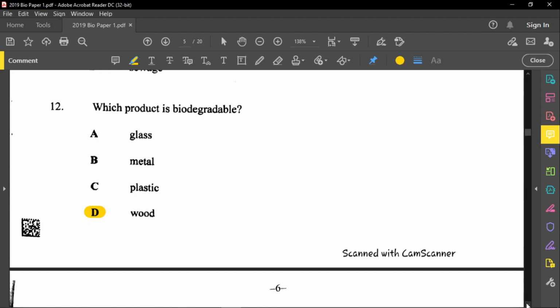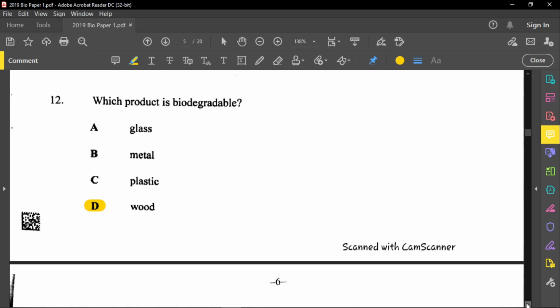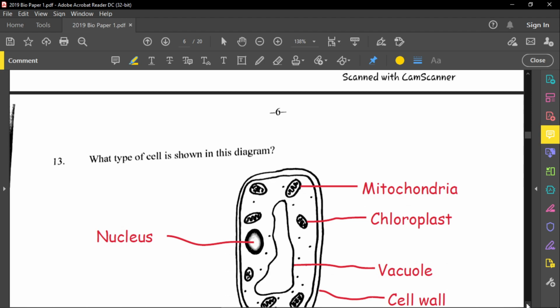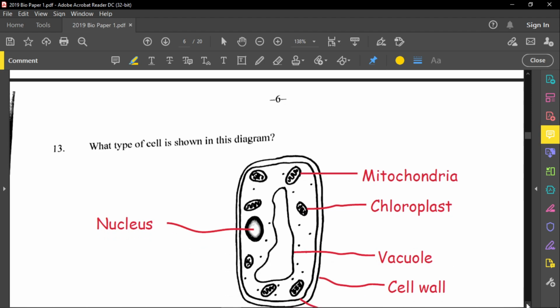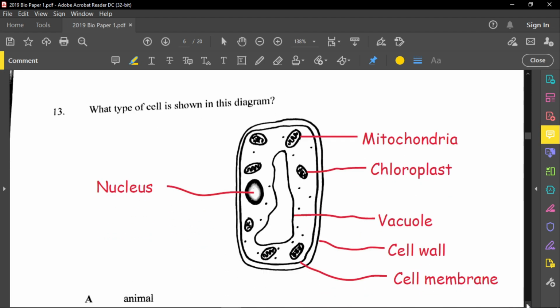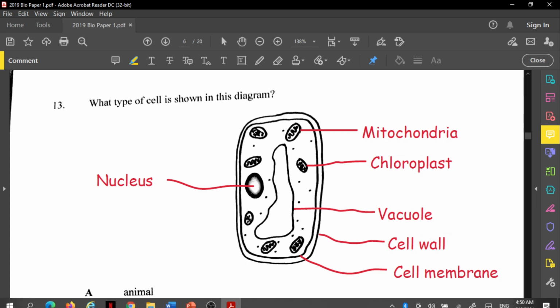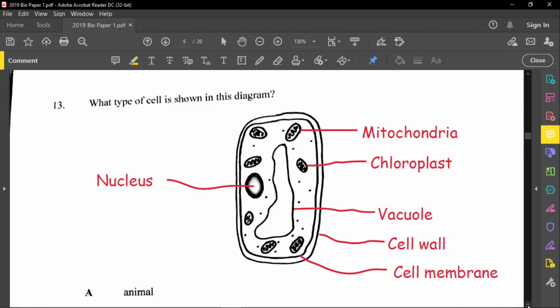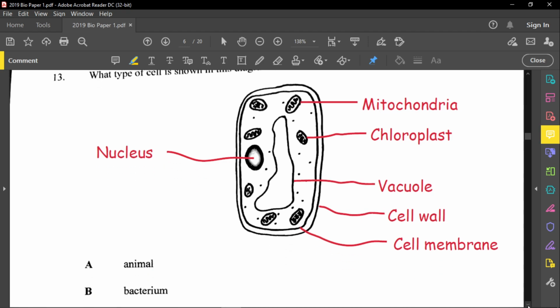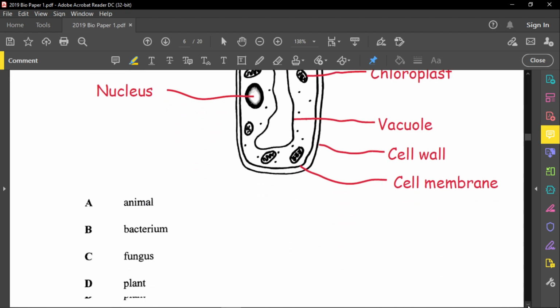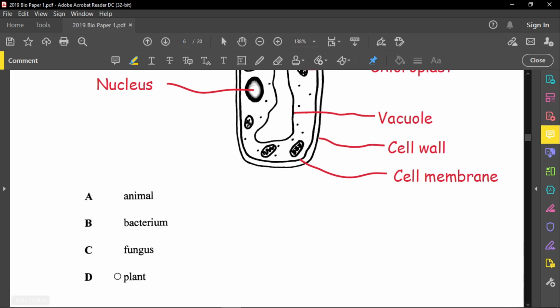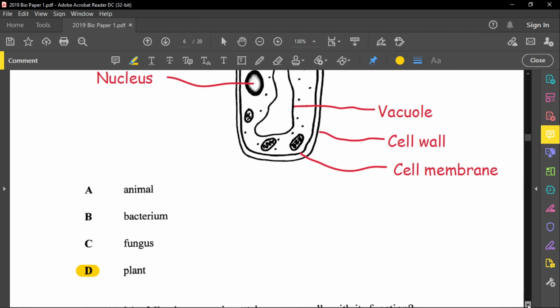All right, so let's go to number 13. And question number 13 says, what type of cell is shown in the diagram? Well, I've gone ahead and labeled this diagram. So we have the nucleus, the mitochondria, chloroplast, vacuole, cell wall, and cell membrane. And by virtue of the shape of the cell and also the presence of a cell wall and chloroplast, we know this must be a plant cell. All right, so plant cell will be our correct answer right there, which is option D.